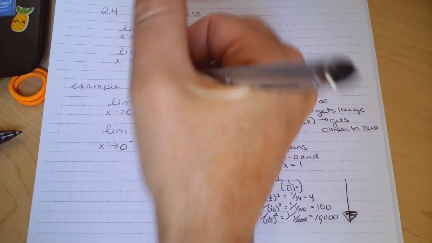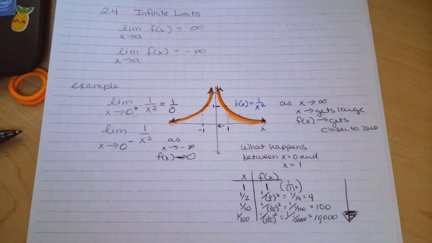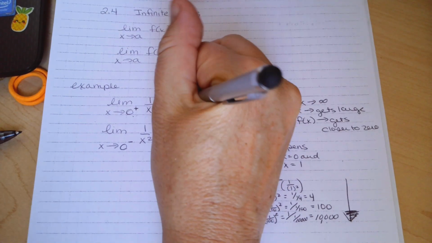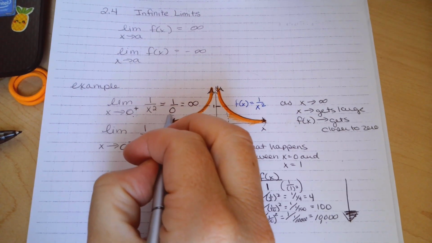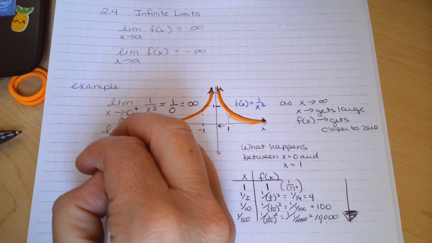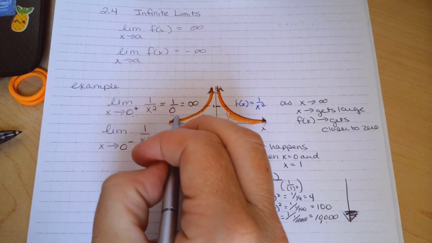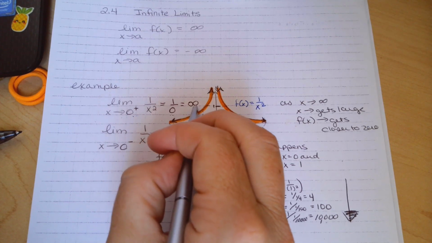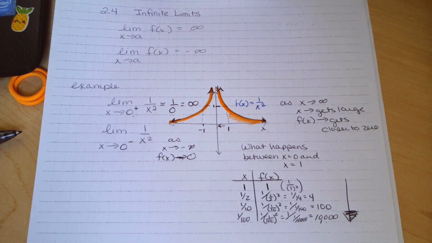We can also just plug this in. And 1 over 0 is going to equal infinity. Remember, we're not actually getting to 0. We're approaching 0. And anything over 0 is going to infinity, or negative infinity if it's negative.